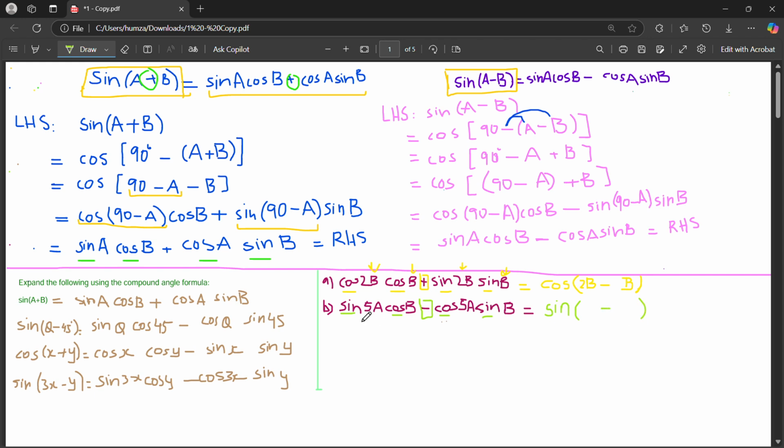Now sin 5a cos 5a, this is one angle, and cos b sin b is another angle. So we will say 5a and minus b. So sin(5a minus b). So this is how we can identify and solve for the expanded formula, and we can use the expanded formula to get the single term.